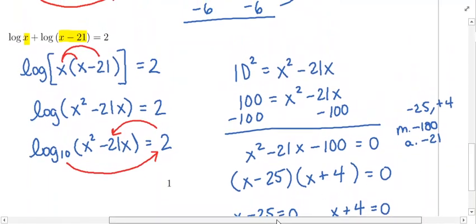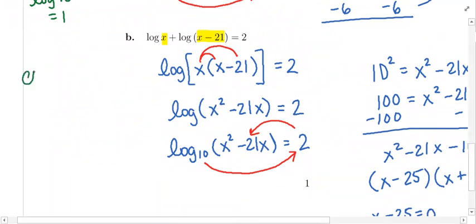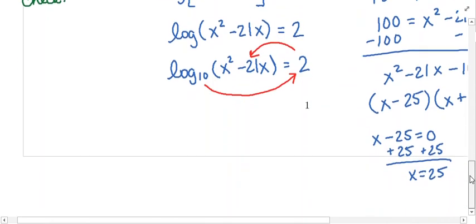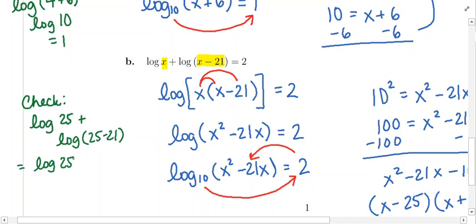So let's come back over here. I'm going to do a check. I'm going to take each solution and just pop it in to make sure I'm not taking the logarithm of a negative number or of 0. Let's start with x equals 25. I'm plugging into the original equation. If I do log of 25 plus the log of 25 minus 21, I'm going to be okay because I'm taking the logarithm of 25 and the logarithm of 4. Those are both positive numbers, so we're going to be okay.